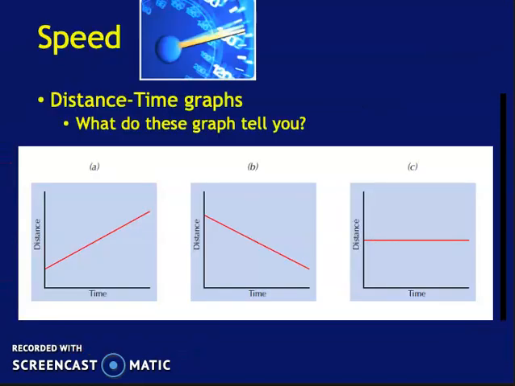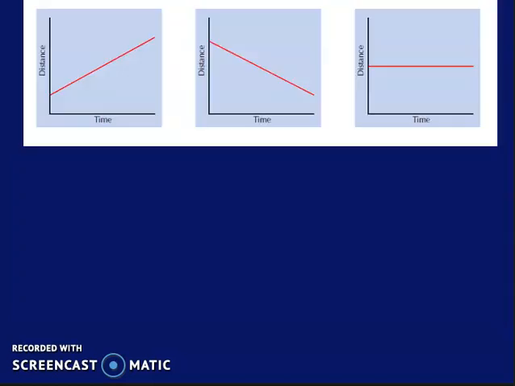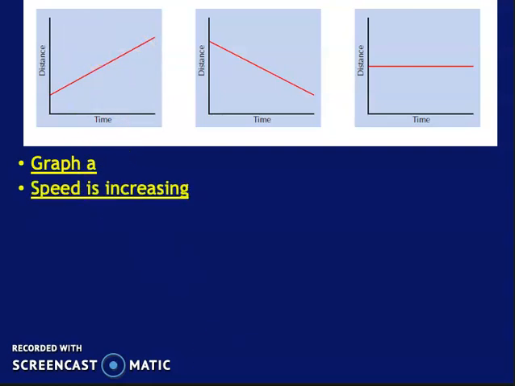So I want you to have a look at these and tell me, what are these graphs telling you? So have a pause, have a think. What are they telling you about speed? Okay, so we have 3 graphs here. So graph A, what's happening to the line? As you increase the time, the distance is increasing. So in this particular graph, we say speed is increasing.